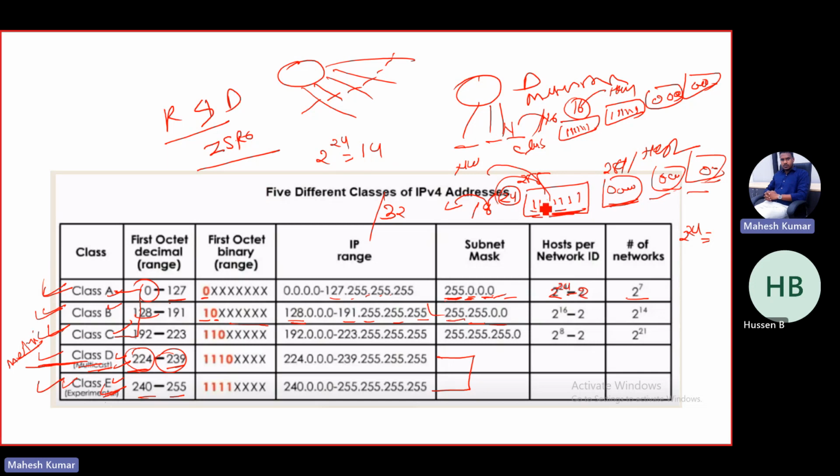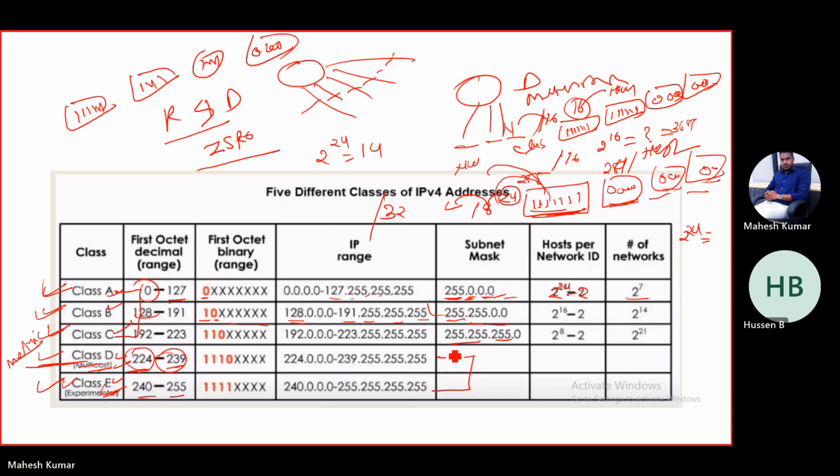In class B, slash 16, 2 to the power 16 gives whatever comes out, which is more than 3000 PCs you will be able to connect. In class C, we use three octets as one, and the last octet as zero.